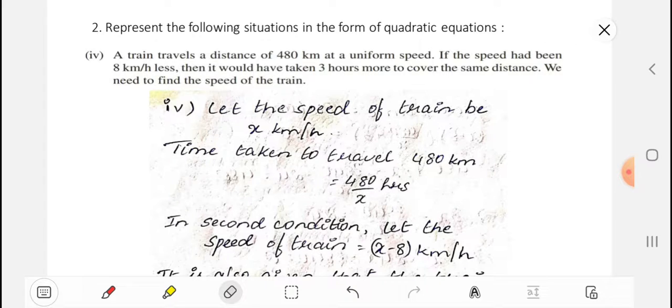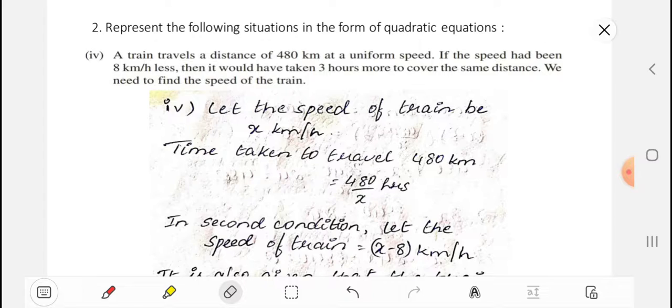If the speed had been 8 km per hour less, then it would have taken 3 hours more to cover the same distance. We need to find the speed of the train.